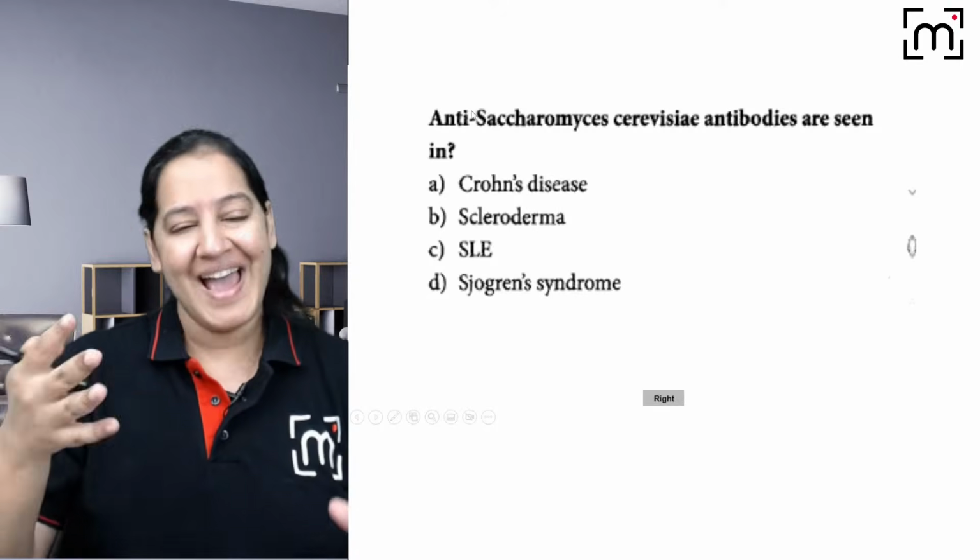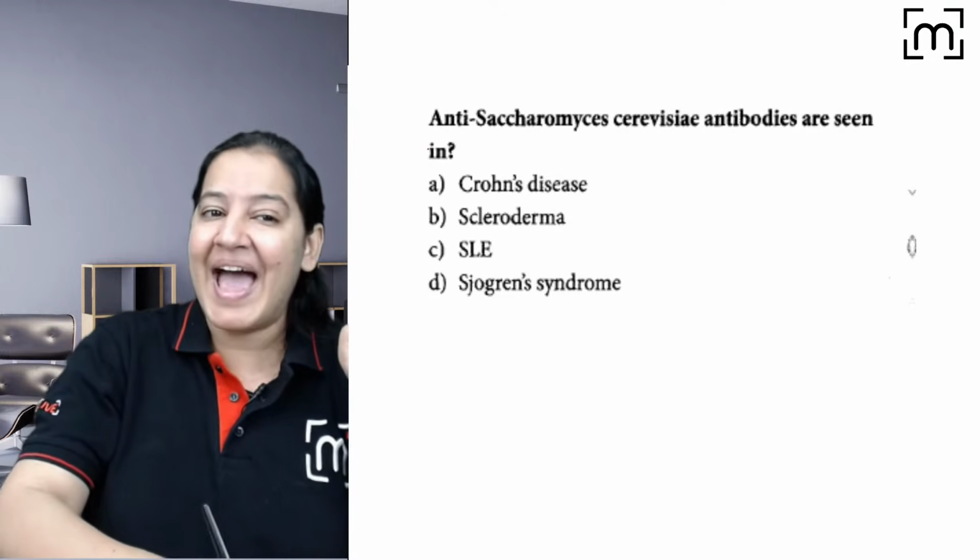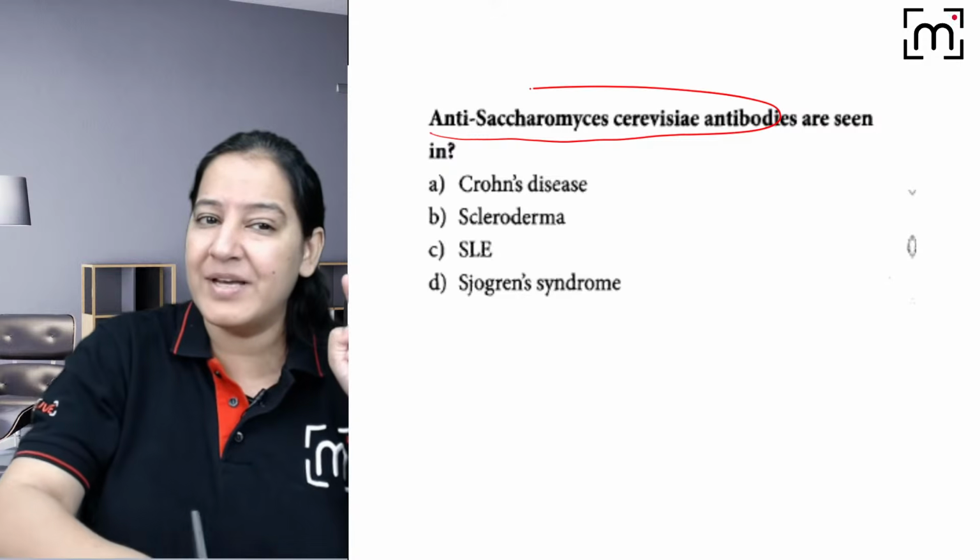That is more important. Anyways, the next question. Can you tell me, anti-Saccharomyces cerevisiae antibodies are seen in?